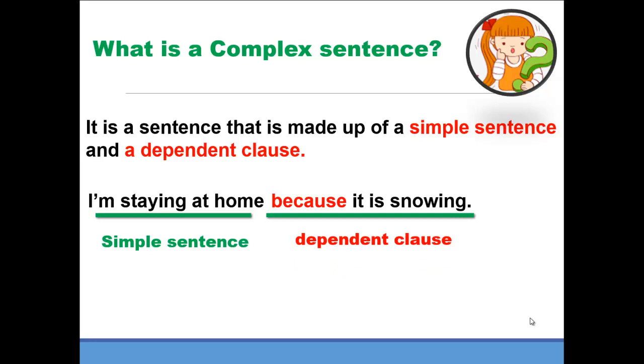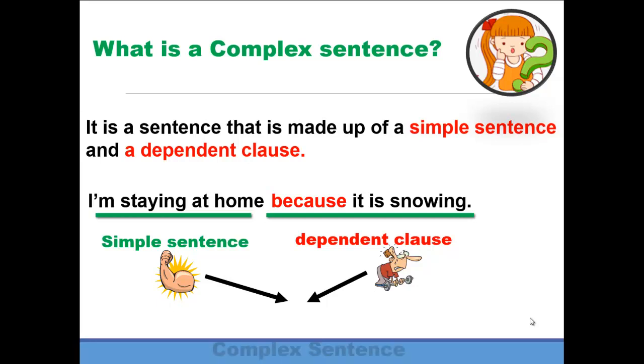Let's check the simple sentence. I'm staying at home. Can this sentence be used alone? Yes, it can. So it is a simple sentence. What about the other part, the dependent clause? Can it be used alone? No, it can't, and that's why we call it a dependent clause, because it depends on the other part of the sentence to make sense and to give meaning. Great. The two parts joined together will form a complex sentence.